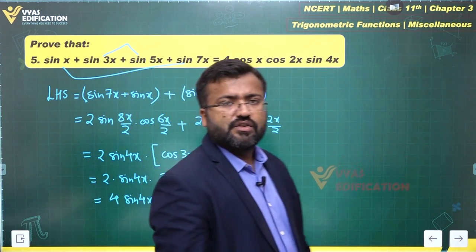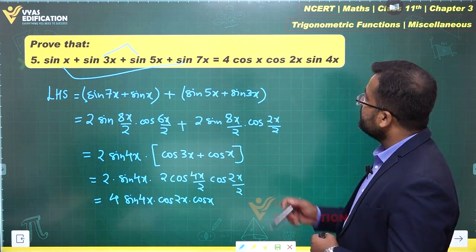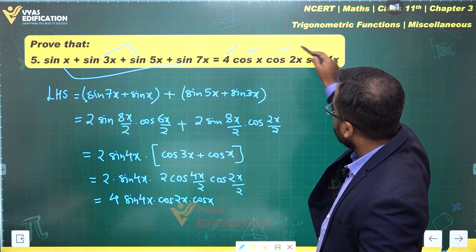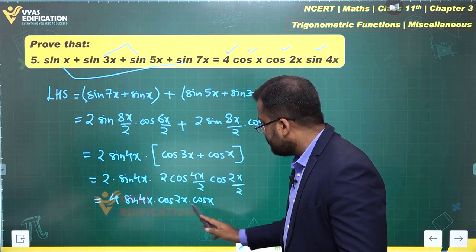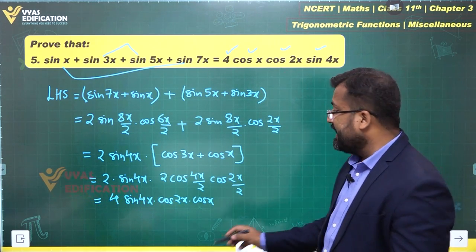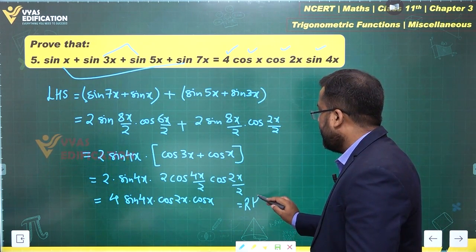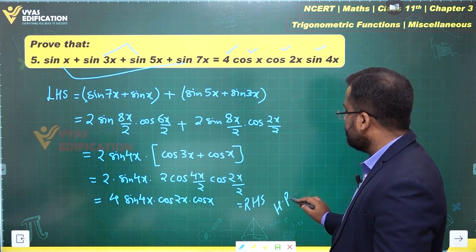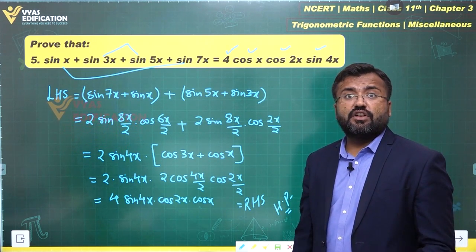And what about the RHS? What does the RHS look like? The RHS looks like you have a 4, cos x, cos 2x and sin 4x, all in product. Yes, this is my RHS. That's a complete proof of this one. Is that all? Yes, that's all in this question.